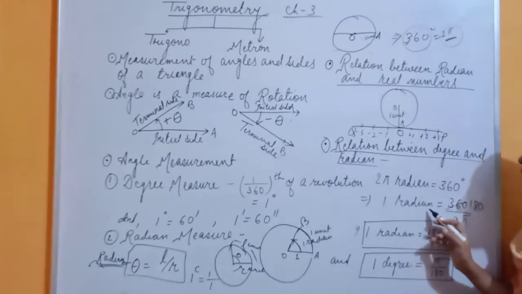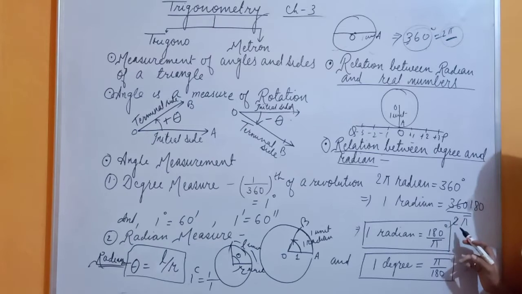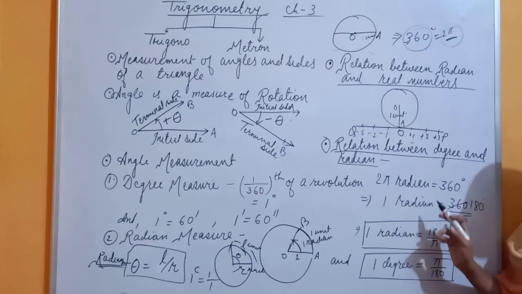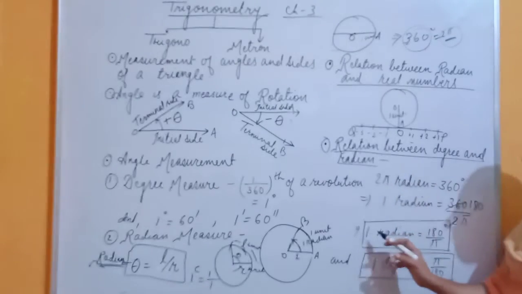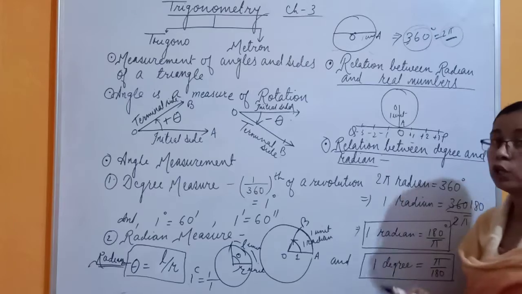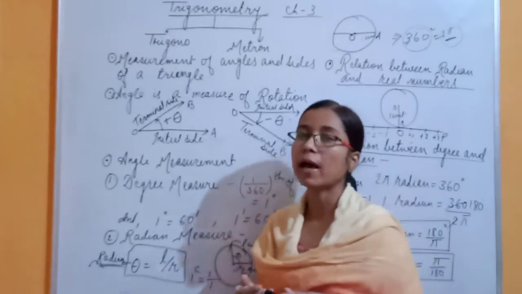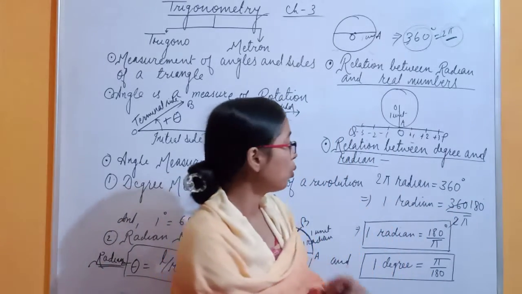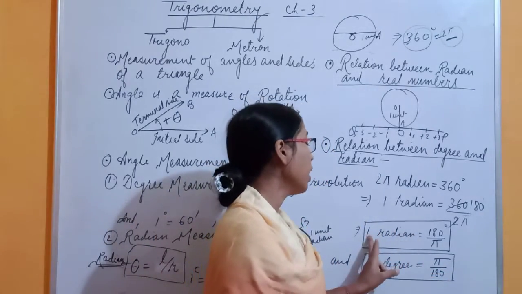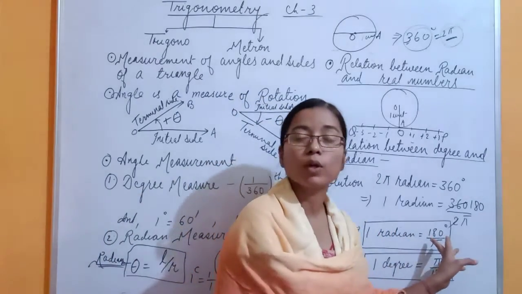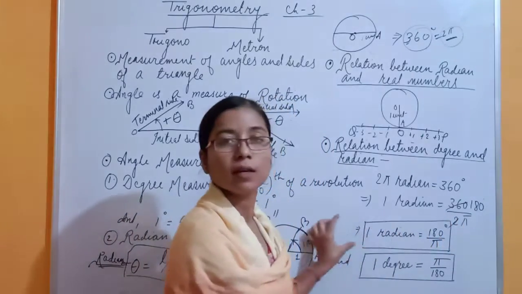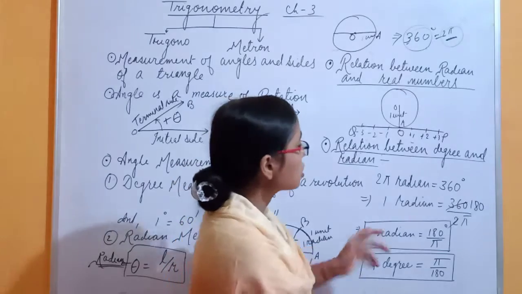Therefore, what will 1 radian be equal to? 360 by 2 pi, so 2 into 180, which gives 180 by pi. Therefore 1 radian is equal to 180 degree divided by pi. So you have the relation for going from radian to degree: 1 radian is equal to 180 divided by pi. Now I think you have grasped it, and now just reverse it.